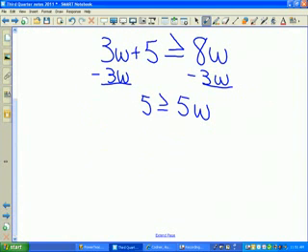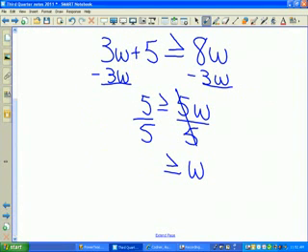So if I'm solving for w in this case, I want to divide both sides by 5, and since I'm dividing by a positive number, my sign stays the same. So these 5's will cancel out, giving me 1w, and 5 divided by 5 is 1. So the answer here will be 1 is greater than or equal to w.